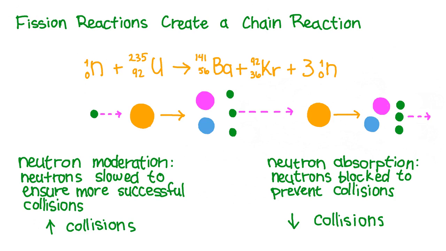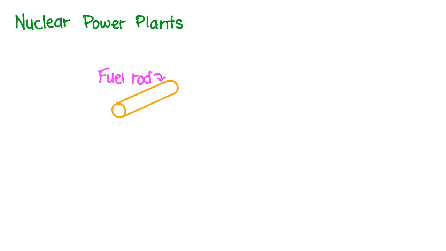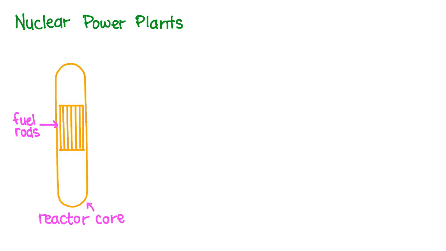Now let's see how all of this ties in together to generate electricity in a nuclear power plant. Generating energy in a nuclear power plant starts with the fuel rods. Fuel rods are metal tubes that are packed with the fuel for the fission reaction, uranium-235. The fuel rods are placed inside a reaction vessel, which is called the reactor core, or just the reactor.